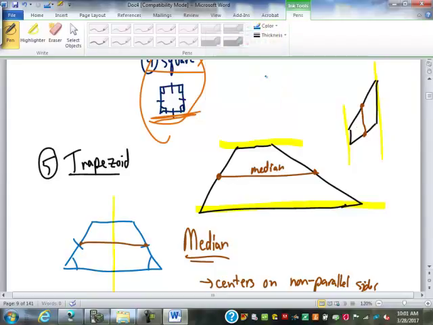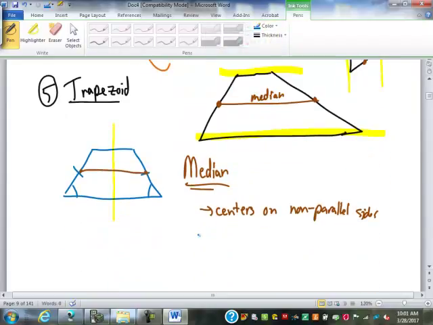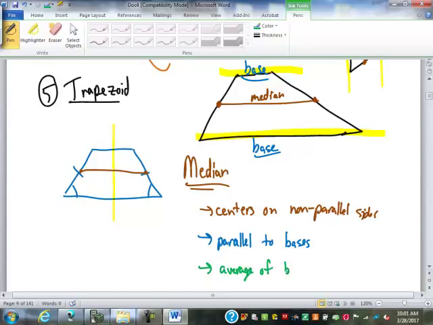The median will always be parallel to the bases. The two sides that are parallel to each other are called bases. So it'll always be parallel to the bases, and its length will be the average of the bases. Remember we talked about this when we were finding the area of trapezoids last semester? Average of the bases times the height. Basically, it's the median times the height.